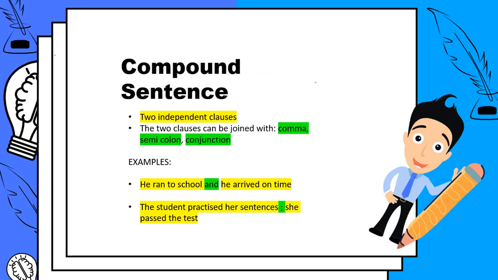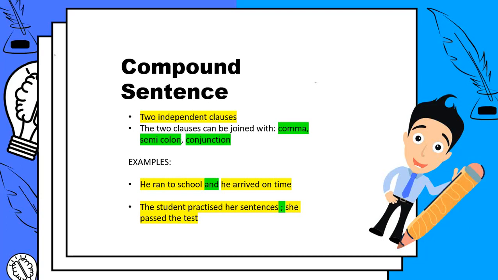Now we can move on and make a compound sentence. A compound sentence has two independent clauses. The two clauses can be joined with either a comma, a semicolon, or a conjunction. So yellow is the independent clause, green is the connective, the comma, the semicolon, the conjunction.